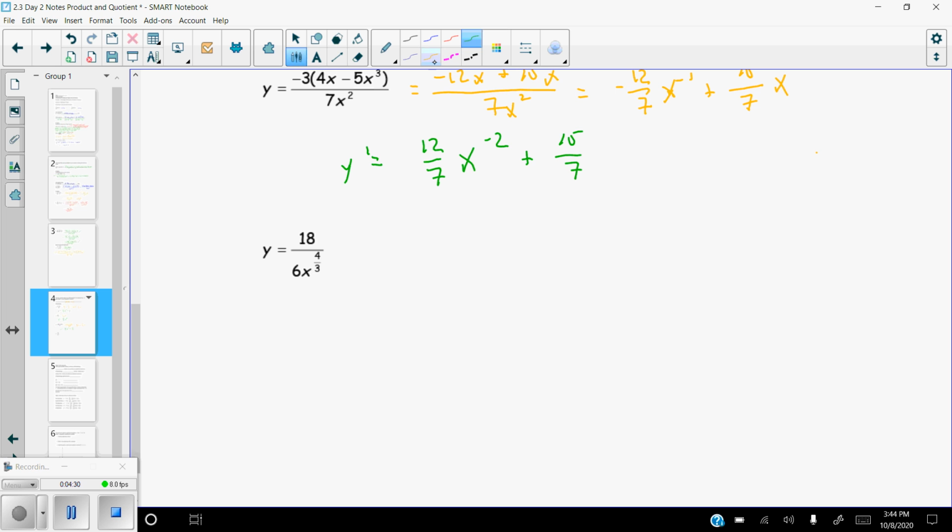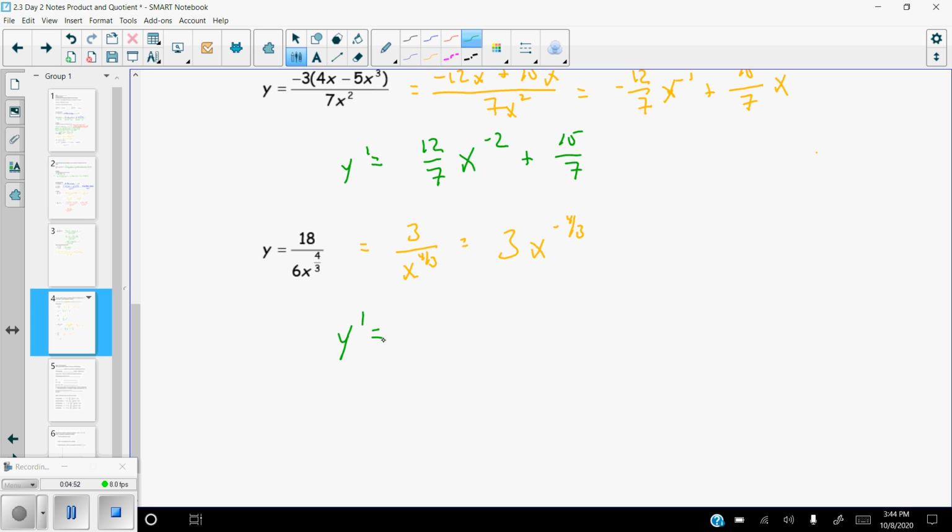So it looks like I can reduce the 18 over 6 simply to 3 on the top over x to the 4/3. And then remember, I want to bring that up to the top. So when we bring it up to the top, it's going to be 3x to the -4/3. And now we're ready to go ahead and take our derivative.